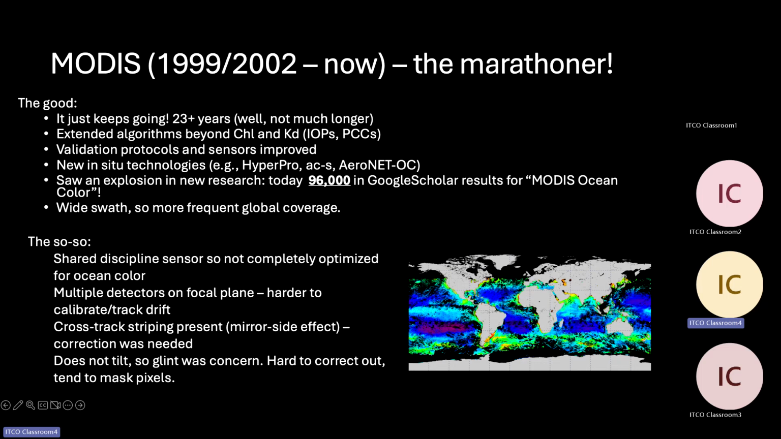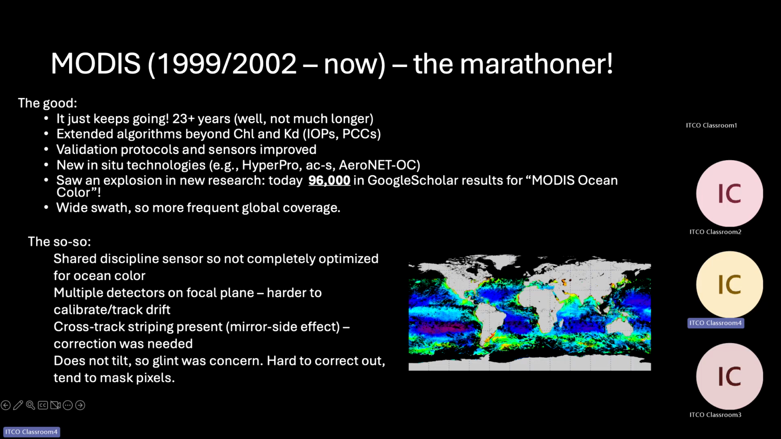Unfortunately, the retirement for spacecraft is they get burned up over the Southern Ocean. But the good thing was we were able to extend beyond chlorophyll. We started doing IOPs and phytoplankton community composition, advancing beyond just looking at bulk chlorophyll. And then we saw the advent of some new in situ technology as well, these HyperPros, which are like a hyperspectral radiometer for field validation. The AERONET-OC network started to pop up.